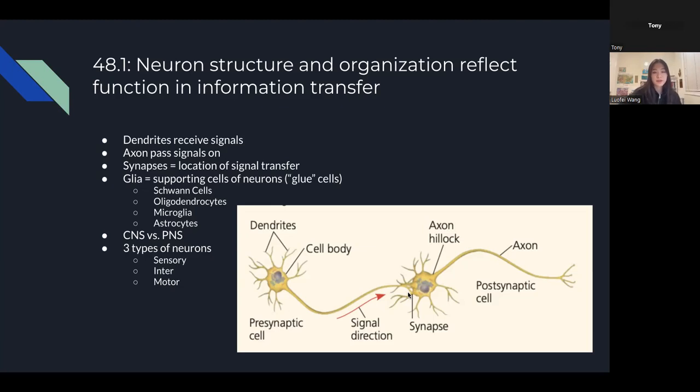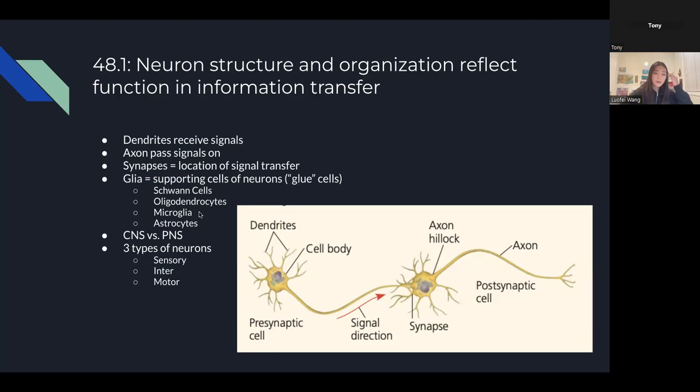So that's where the signal is transferred, and there are a lot of glia cells that also support the neuron. They provide nutrients and nourish cells, and they can also insulate certain axons. Glial cells include Schwann cells, oligodendrocytes, microglia, and also astrocytes, which we will discuss in more depth later.